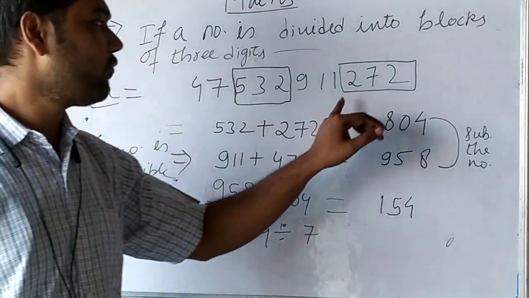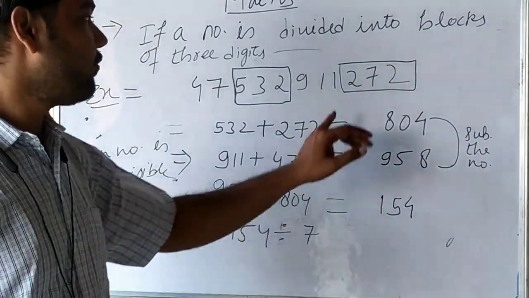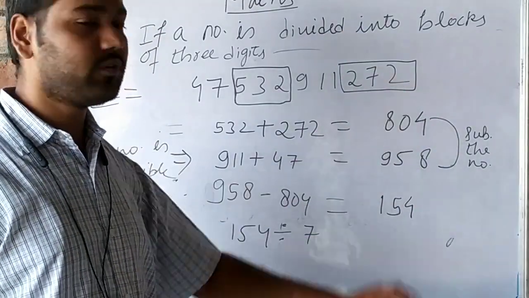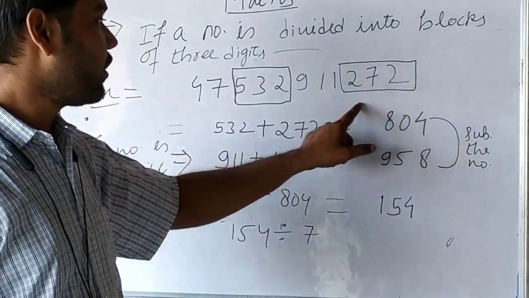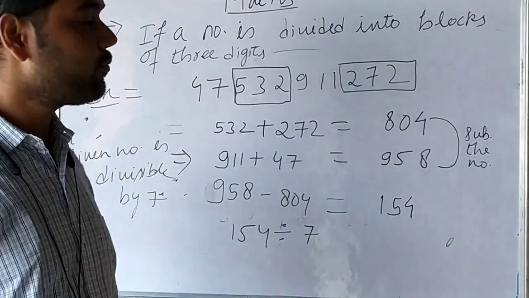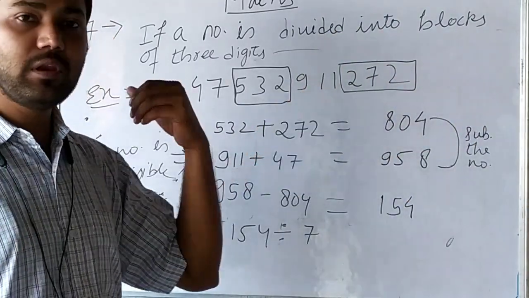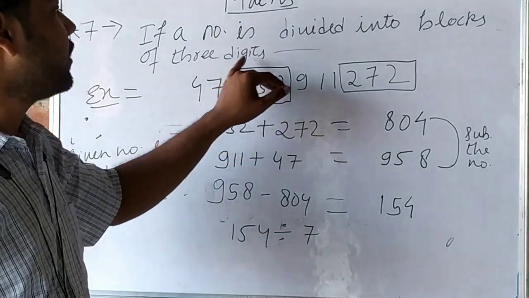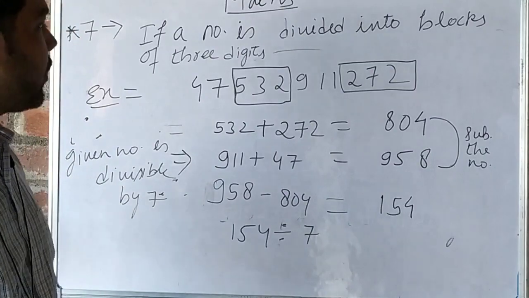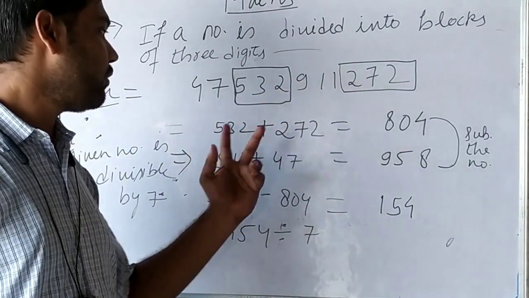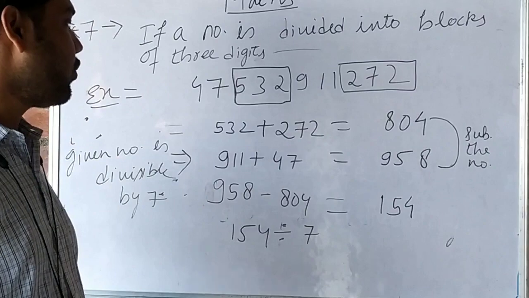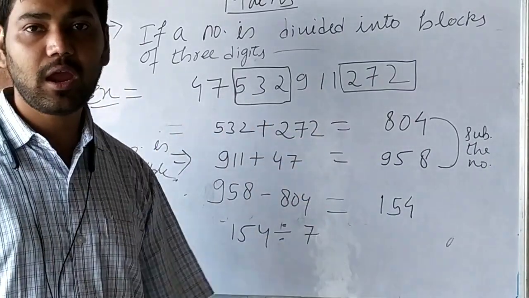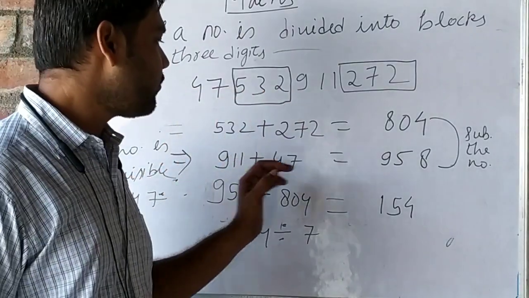What do we have to do? We have to make a block of 3 digits from the end position, from the last position of the number. Then after making a block of 3 digits, the next 3 digits we will leave. Then again we will make a block. The digits in the blocks will be added, and the digits which are left out, we will also add them.